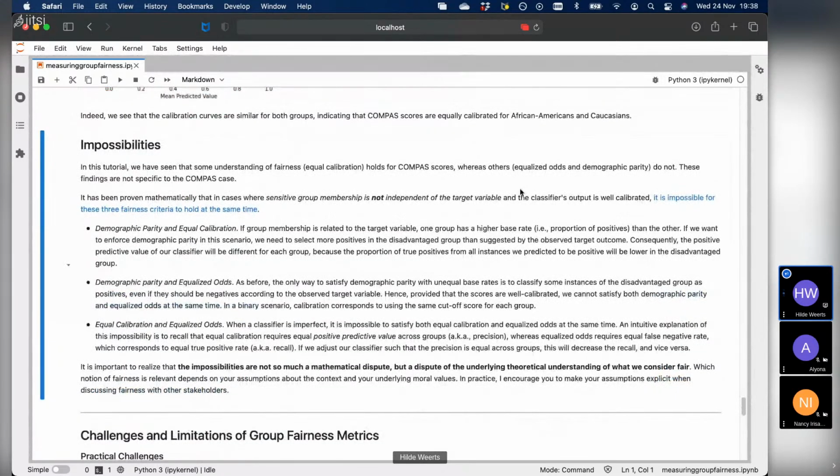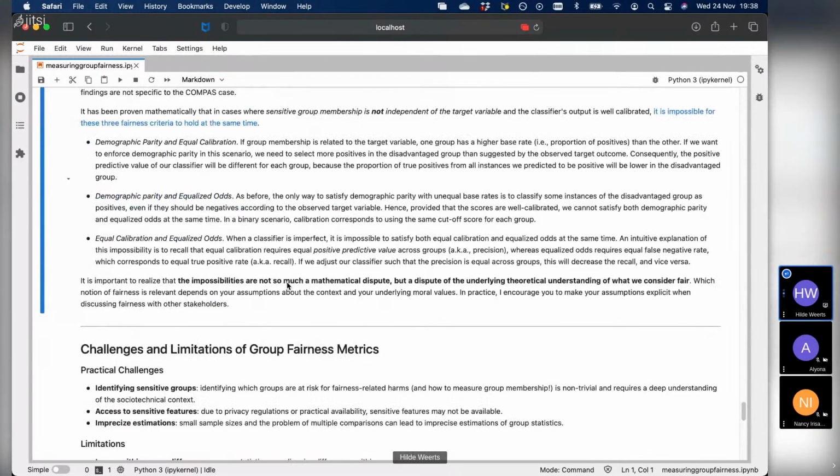Under those conditions, it's actually impossible for these fairness metrics to hold at the same time. And I'll try to explain that a bit more because it's actually quite intuitive. So if you consider, for example, demographic parity and equal calibration, then you can imagine that if group membership is related to the target variable, this implies directly that one group has a higher base rate, so proportion of positives, compared to the other group.